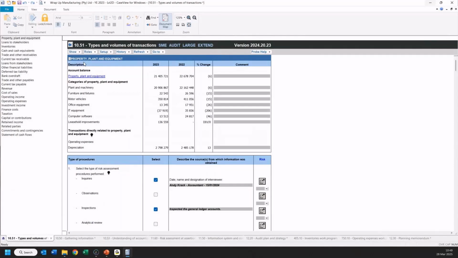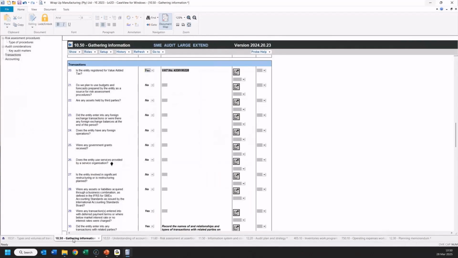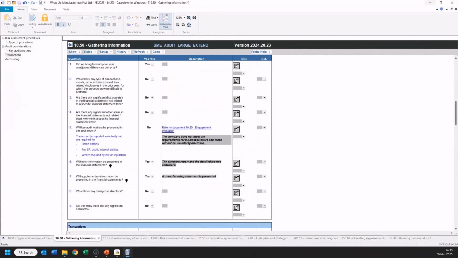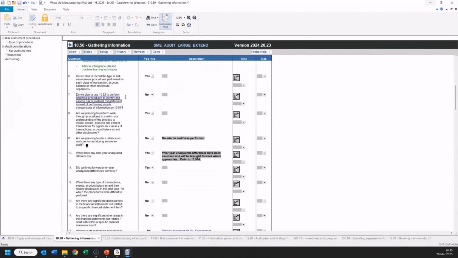So I went to switch off the response in my gathering information, where we said, do you want to do... let me just go and find that question again. Here we go. Question 7 in this scenario: do we plan to use 1052 to perform analytical procedures to identify and assess risk of material misstatement instead of performing the simple comparisons on 1052? For session 2, I think, if I remember correctly, it might have been session 1, we looked at 1052. So we said, yes, I want to use 1052. The only change I then made for today is I said, no, we want to do it in 1051 so that I can show you the alternative.